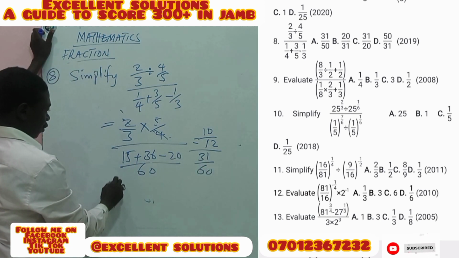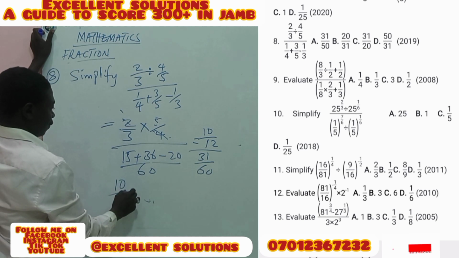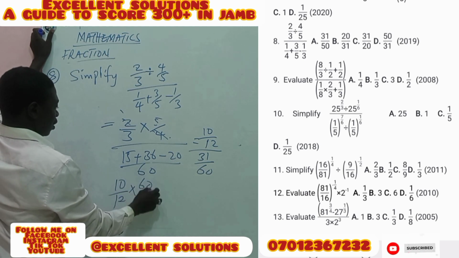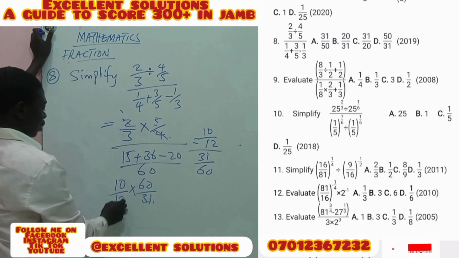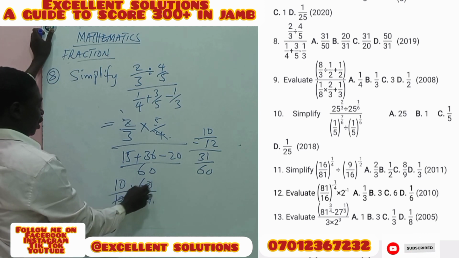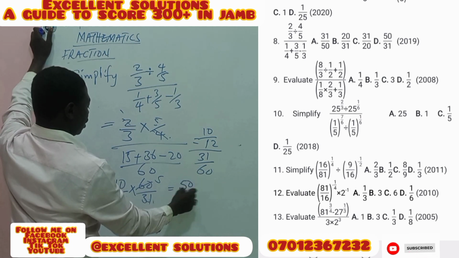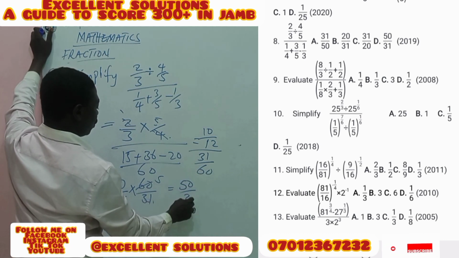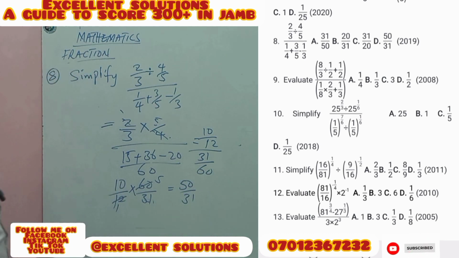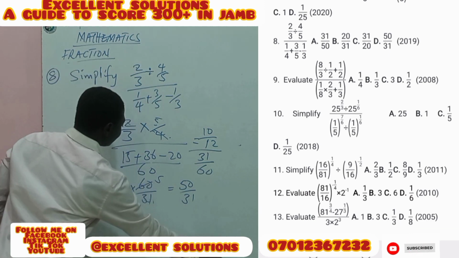So this now becomes 10 upon 12 times 60 upon 31. 12 here 1, 12 here we have 5. 10 times 5, we have 50 upon 1 times 31, we have 31. And if we look at our options, in option D, we have 50 upon 31, and the answer is D.